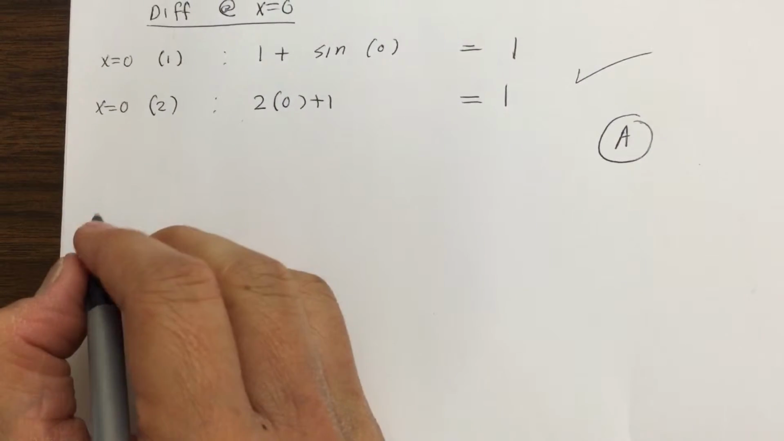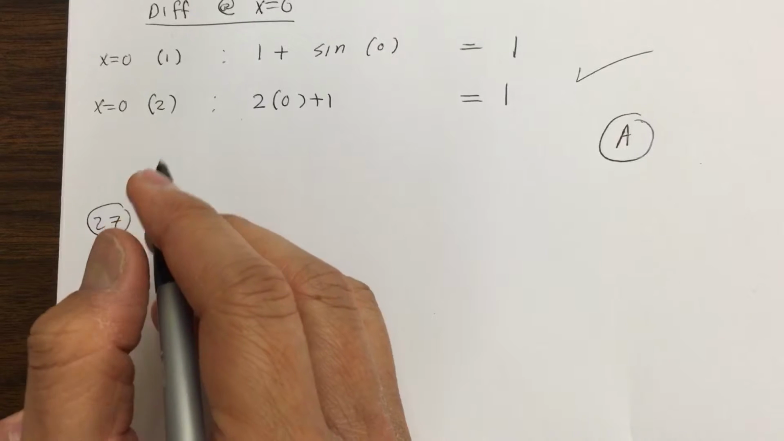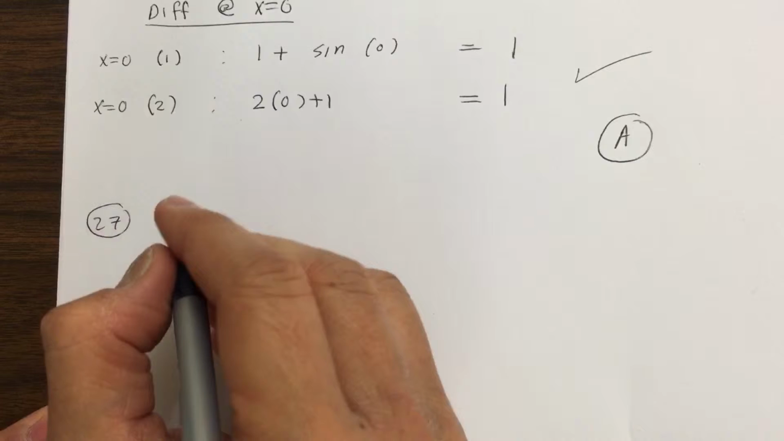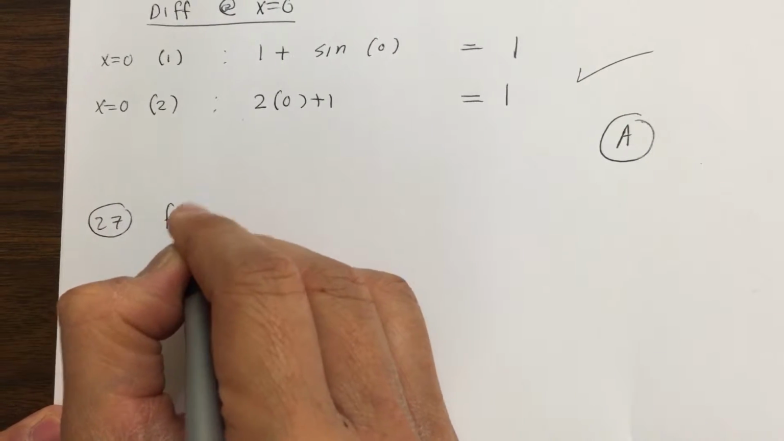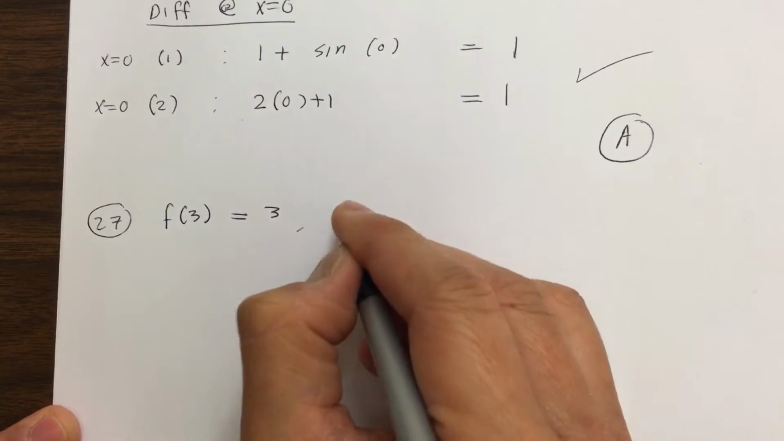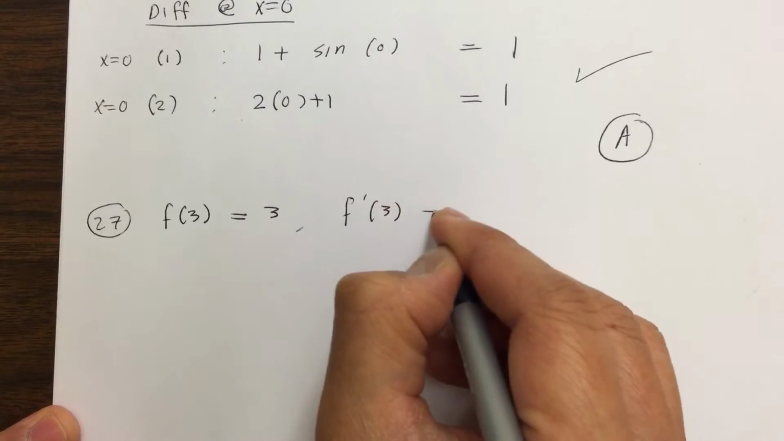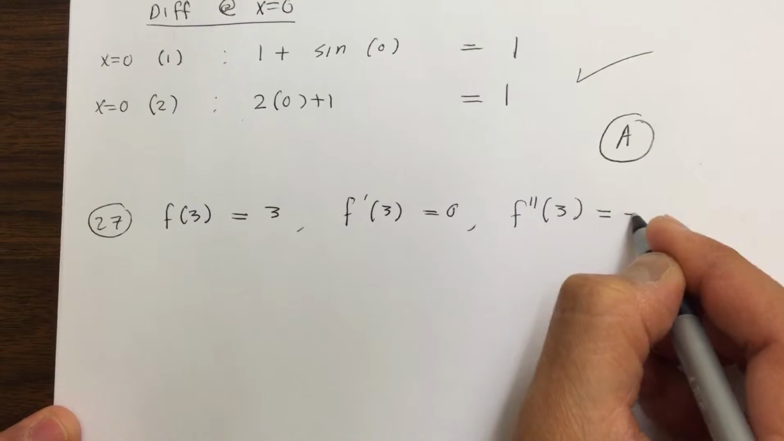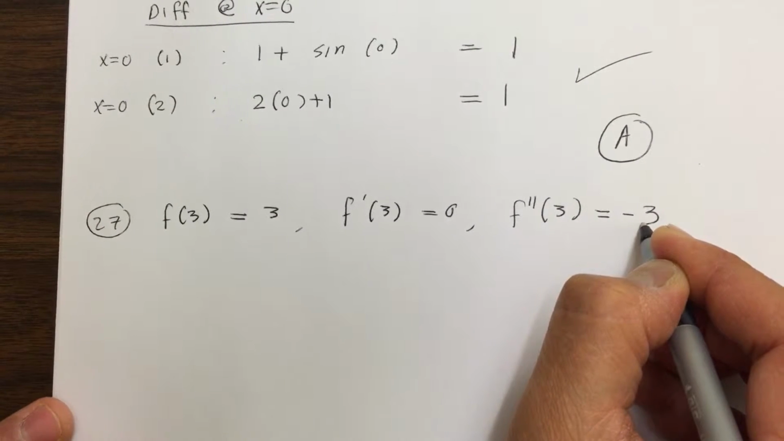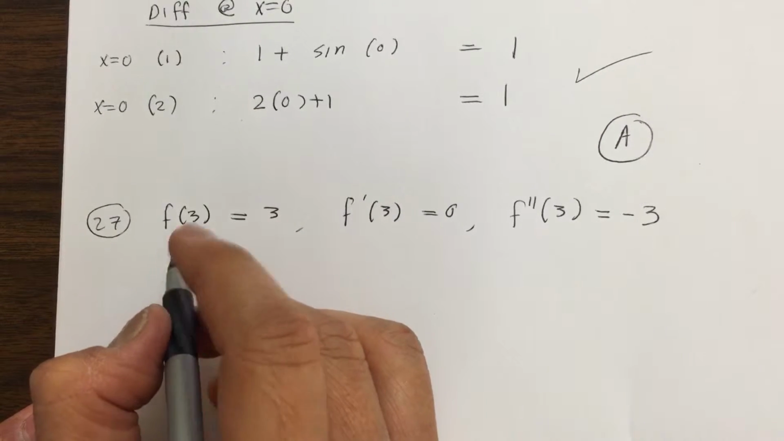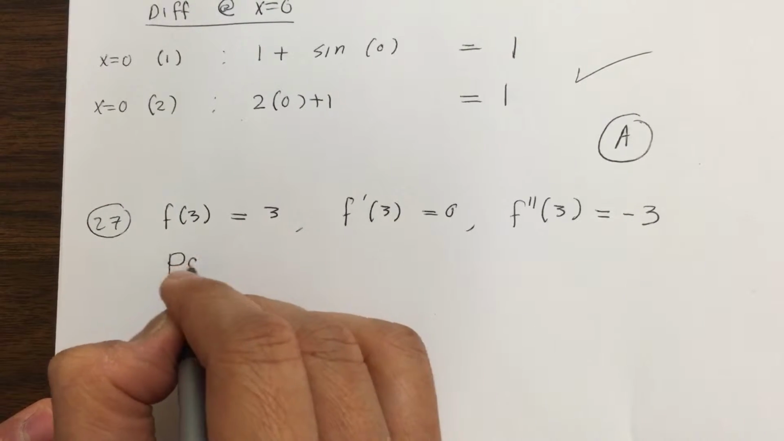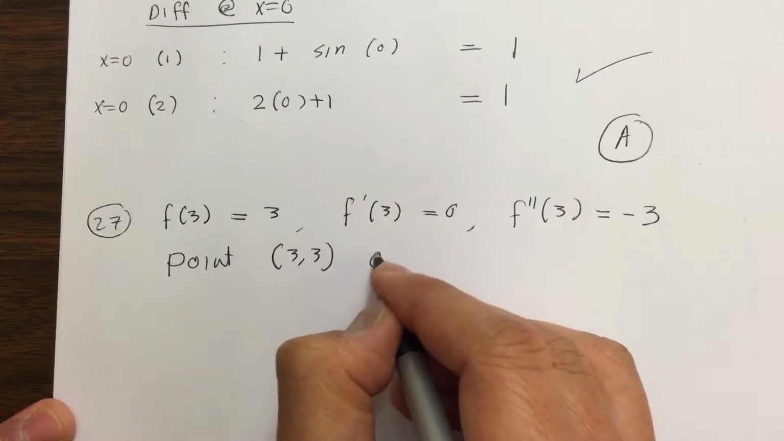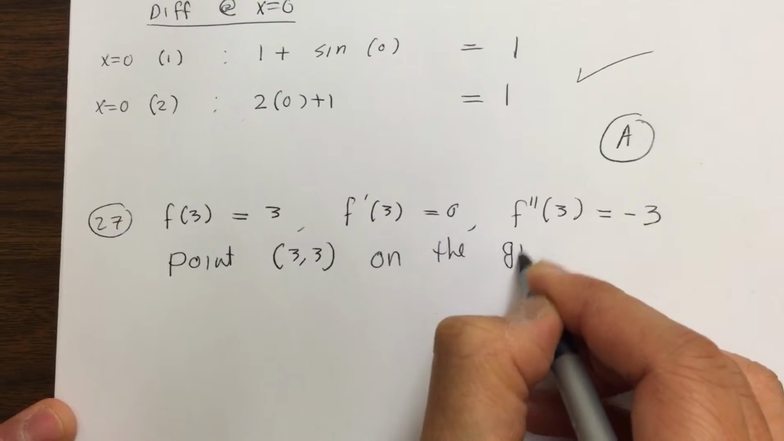All right, number 27. Let f be a polynomial such that f of 3 equals 3, f prime at 3 is 0, and f triple prime at 3 equals -3. What is the point 33 on the graph? What is it?